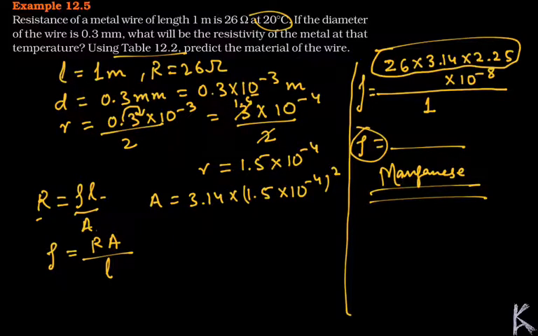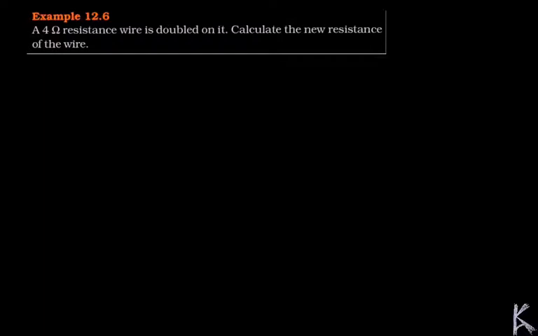Okay, so now the next question. A 4 ohm wire is doubled on itself. First, let us take the resistance as R. The 4 ohm wire is doubled on itself. Calculate the new resistance of the wire.